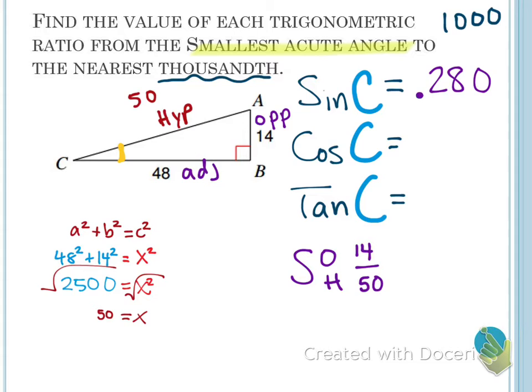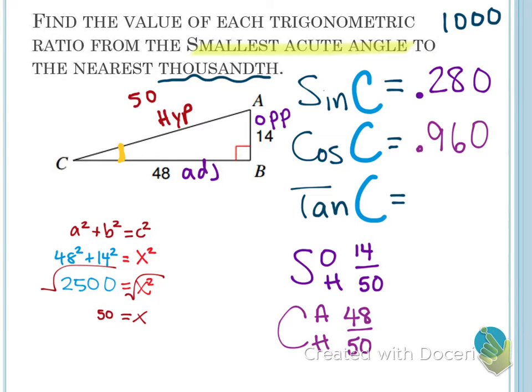So that's SOH. And then cosine. How do you spell CAH? C-A-H. So what will go in the numerator? 48. And then in the denominator, 50, which makes 0.96. And then again, you could put a 0 at the end if you want.